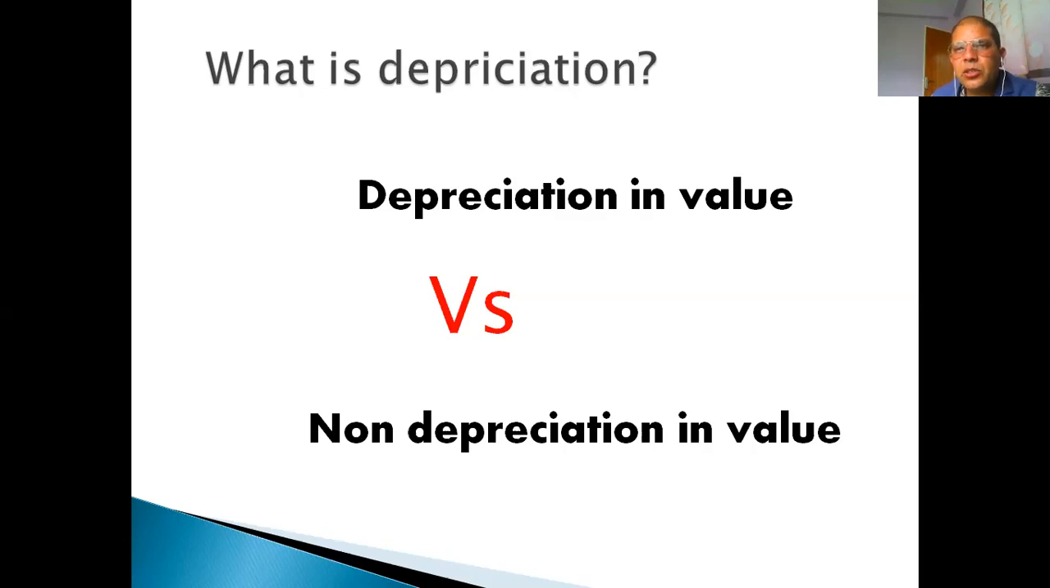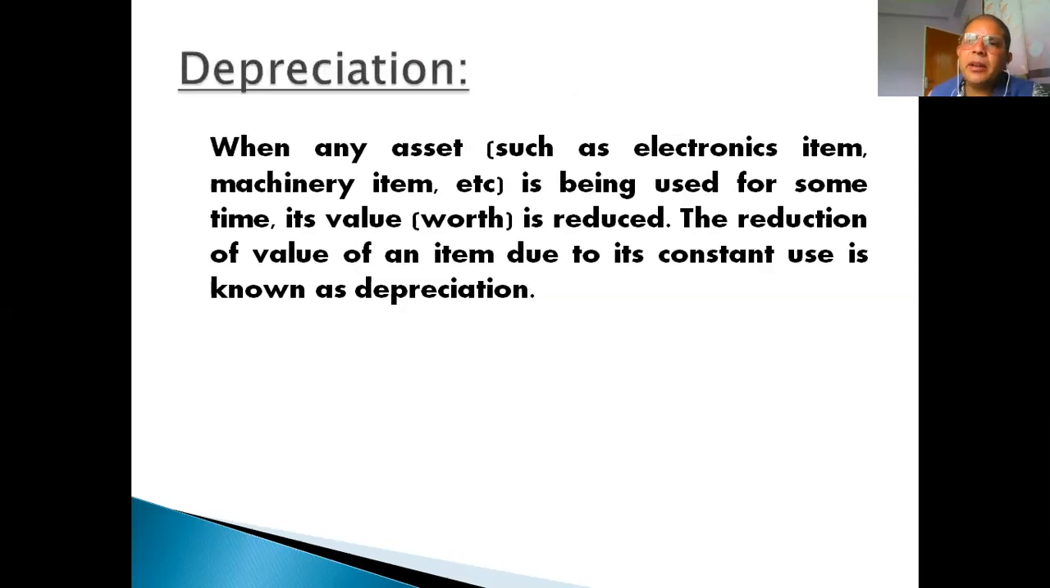So compare these two terms, depreciation and non-depreciation, then you will get the definition of depreciation. The definition of depreciation is: when any asset such as electronic items, machinery items, etc. is used for some time, its value or worth is reduced. The reduction of value of an item due to its constant use is known as depreciation. This is your definition, and from the short story it will be clear. Then you can get the concept of depreciation.